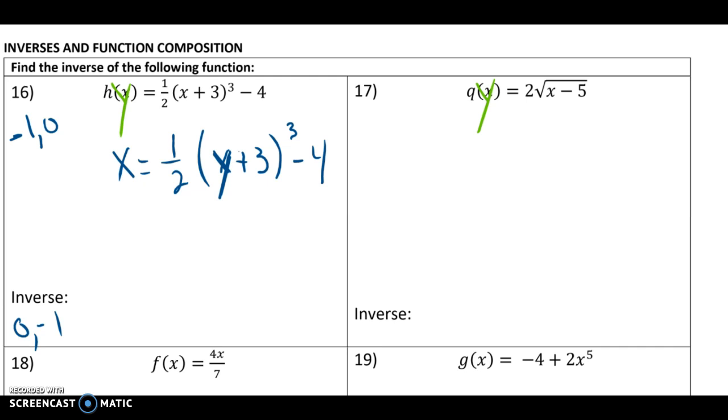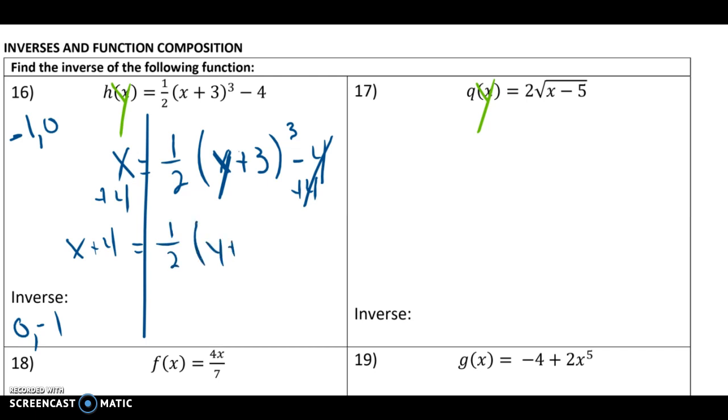So that's what I'm going to check out, is to see if that happens. So I'm going to work on getting this new y in my equation by itself. So the first thing I'm going to do is add this 4 over on the right. And on the left side, we're now at x plus 4. And we have 1/2 with all of this. The next thing I'm going to get rid of is the 1/2. I'm going to multiply by the reciprocal. I'm going to multiply it by 2.